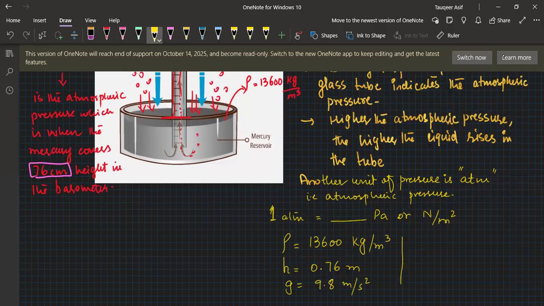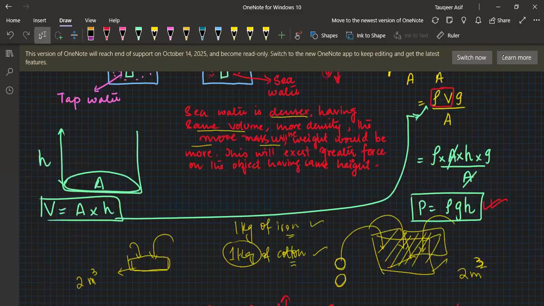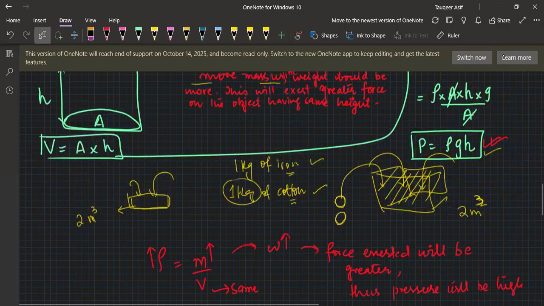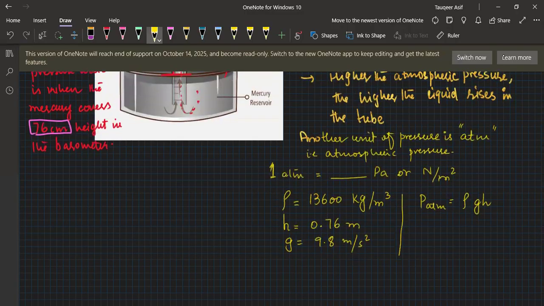Now, can we use this formula? Pressure is going to be rho g h. Did I discuss in the last class what rho g h is? Yes. Okay, so we covered this. So the pressure in ATM is going to be 13600 times 9.8 times 0.76. Calculate, multiply these numbers and let me know the answer.